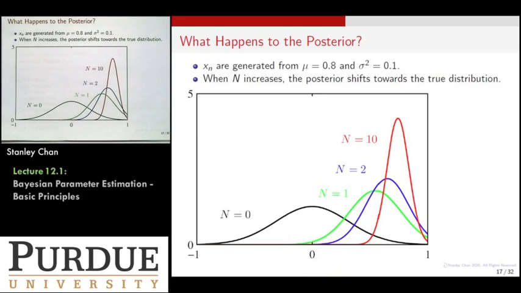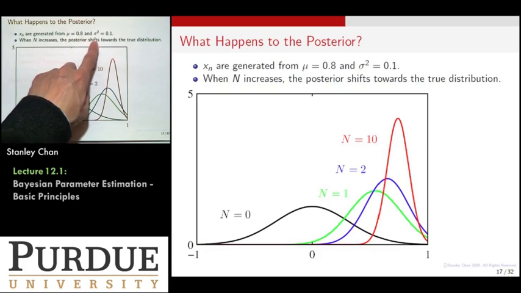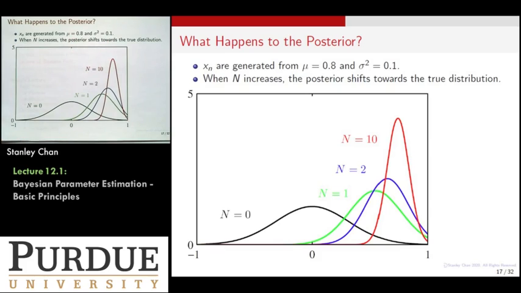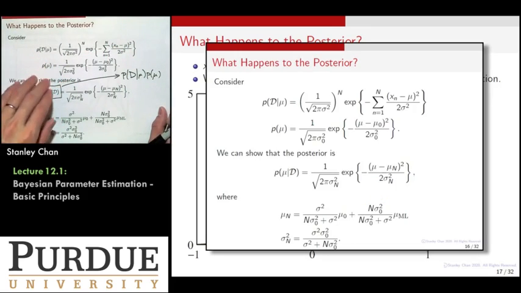Now, pictorially, what it means is this. Suppose I really generate the data from a distribution of mean 0.8 and variance of 0.1. That is my data set. If I do not have any measurement, then I will just follow my prior distribution. The black curve is my prior distribution. Then as I have more and more data points as n grows, my posterior distribution, I'm not talking about the likelihood, the likelihood stays the same, the posterior will be distributed according to this equation.